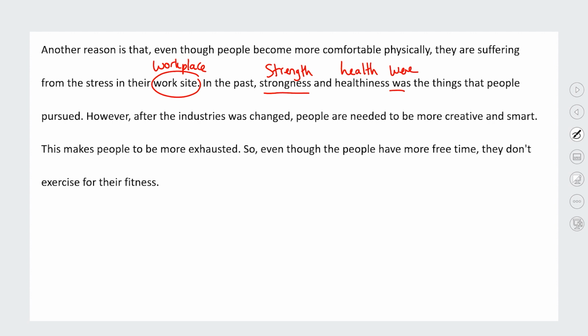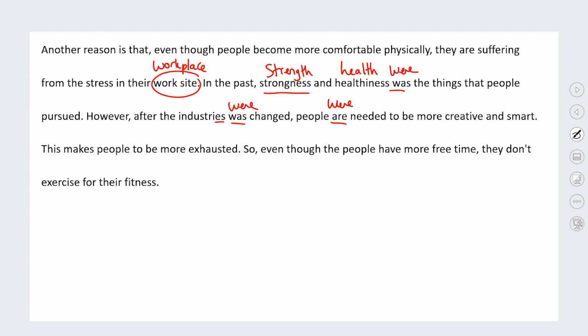However, after the industries were changed, people are needed to be more creative and smart. So again, we've got weird tenses going on here. Was changed, are needed. After the industries were changed, people were needed to be more creative and smart.